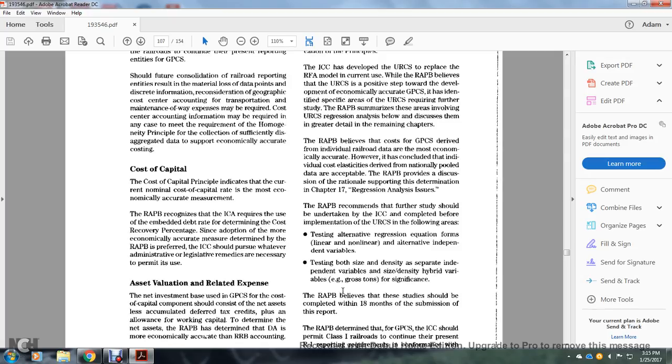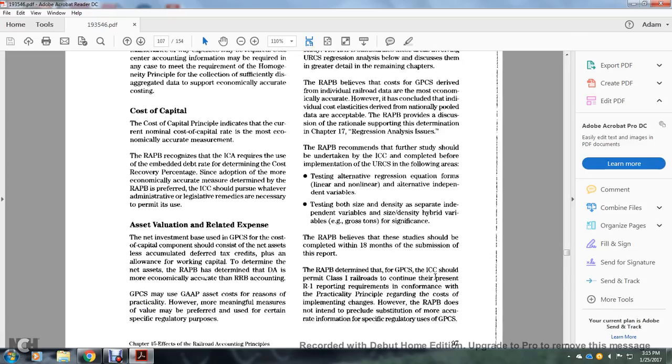The Railroad Accounting Principles Board provides a discussion of the rationale supporting the determination in Chapter 17, the regression analysis issues. The Board recommends further study be undertaken by the Interstate Commerce Commission following implementation of the Uniform Railroad Costing System: testing all alternative regression equation forms, linear and nonlinear, with alternative independent variables; testing both size and density as separate independent variables and size and density hybrid variables; and growth times of the first significance. The Board believes that the study should be completed within 18 months of the submission of the report.